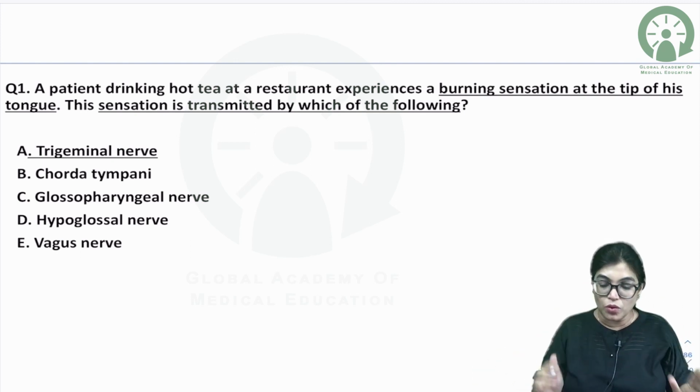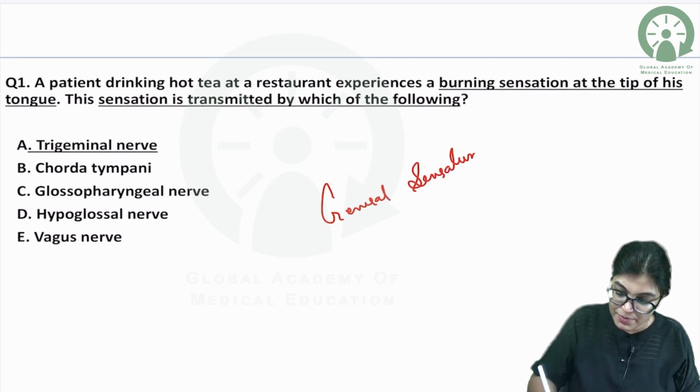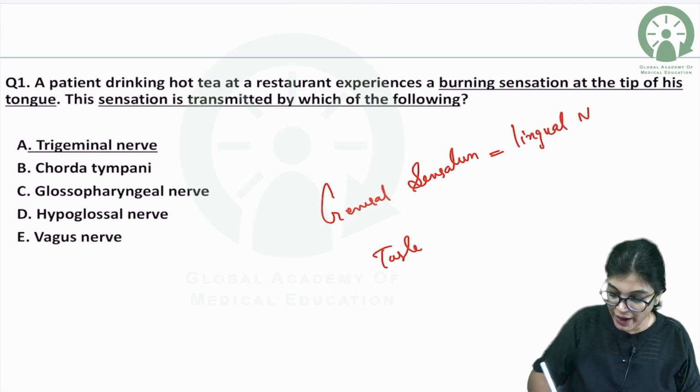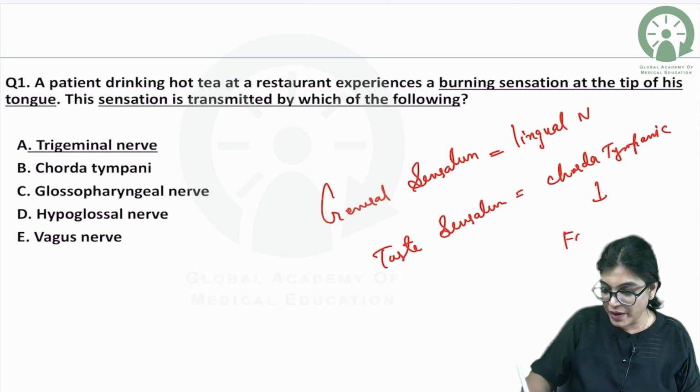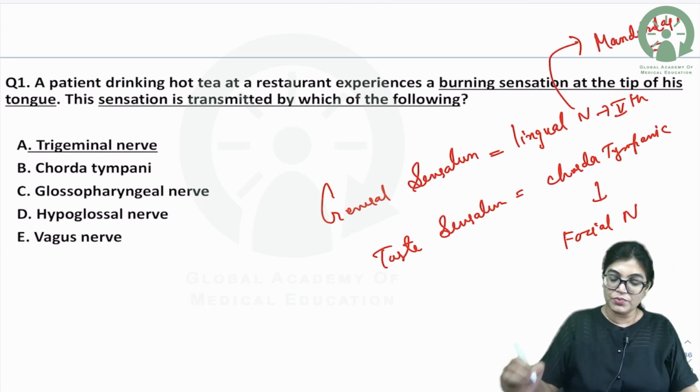My dear, you know that general sensation is by the lingual nerve. Taste sensation of the anterior part is via the chorda tympani nerve. My dear, the chorda tympani nerve is a branch of the facial nerve, and the lingual nerve is a branch of the 5th cranial nerve. Which branch of the 5th cranial nerve? That is the mandibular division of the 5th cranial nerve.